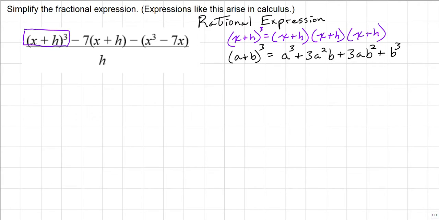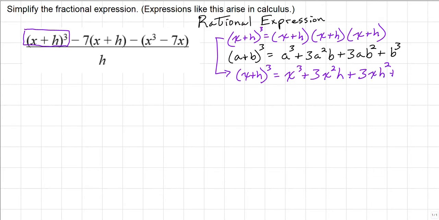And what I end up with is the following. Next, I want to look at the second component here, which is going to be this right here. And what I'll do is distribute -7 across the parentheses and multiply it by the x and the h terms in that binomial.